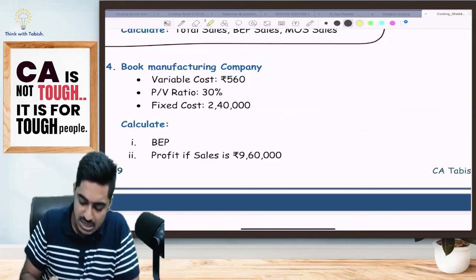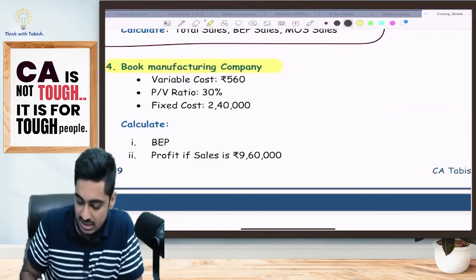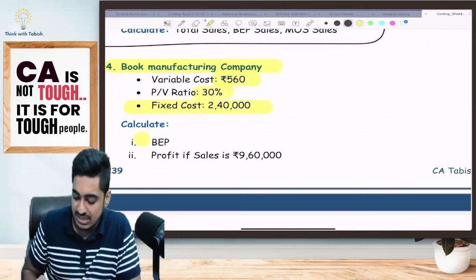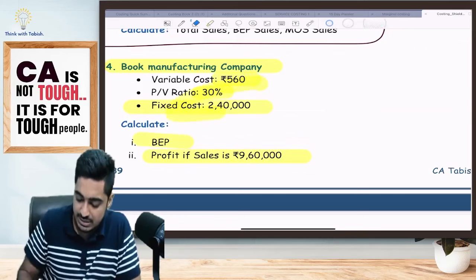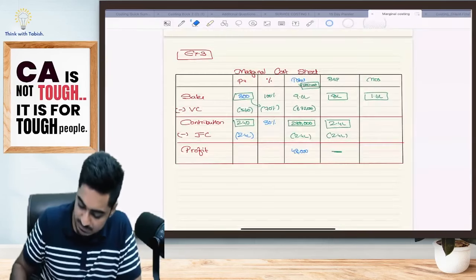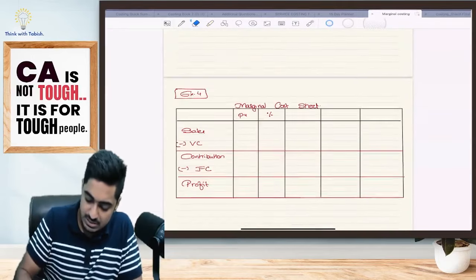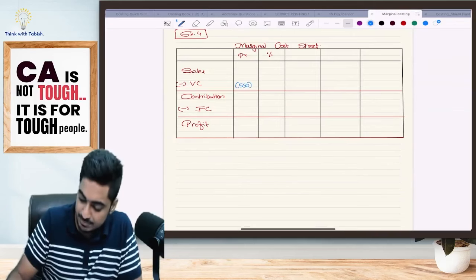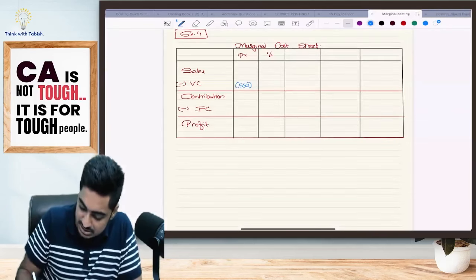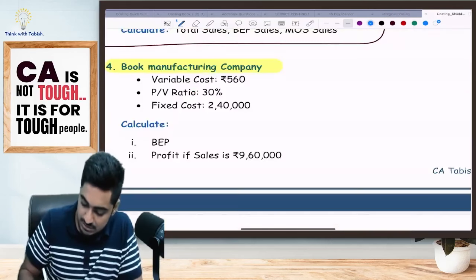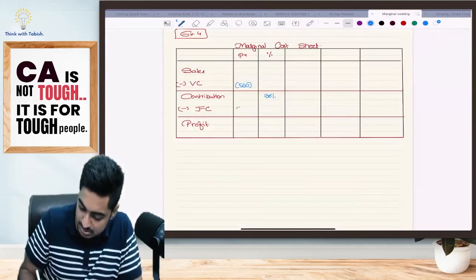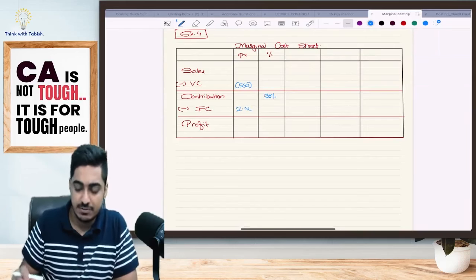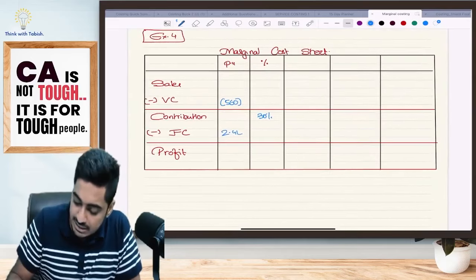Pay attention. We are a book manufacturing company. Okay, sir. Variable cost of one book is 560. PV ratio is 30%. Fixed cost is 2,40,000. Calculate everything. Okay, first let me write down my data. Pay attention. Variable cost for one book is 560. Okay. PV ratio is 30%. Okay, boss. Fixed cost is 2,40,000.